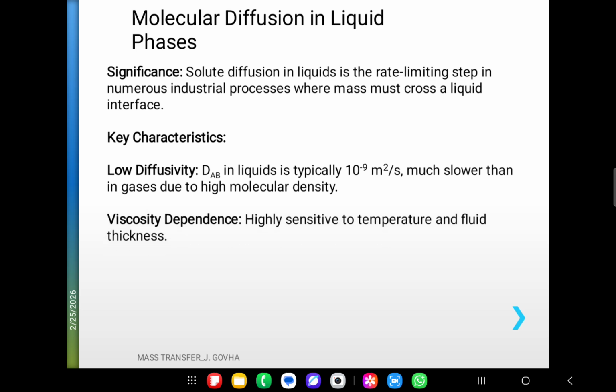Then viscosity dependence: you would find that with liquids, as you increase the temperature, the fluid becomes thin, or its viscosity is reduced, whilst when the temperature is reduced, its viscosity increases, making it thicker.